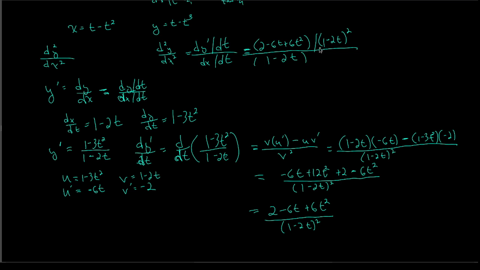And I note that this will give me 2 minus 6t plus 6t squared, and I will end up with 1 minus 2t cubed in the denominator. And so we have our second derivative.